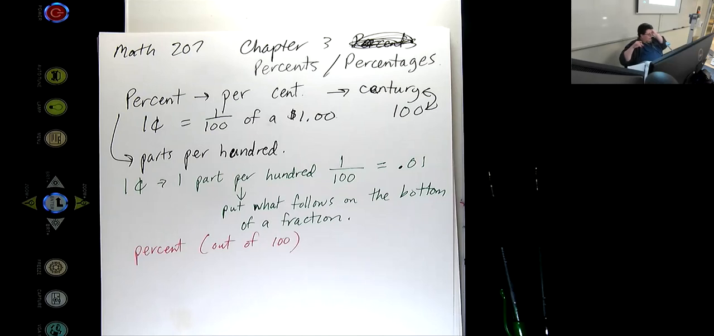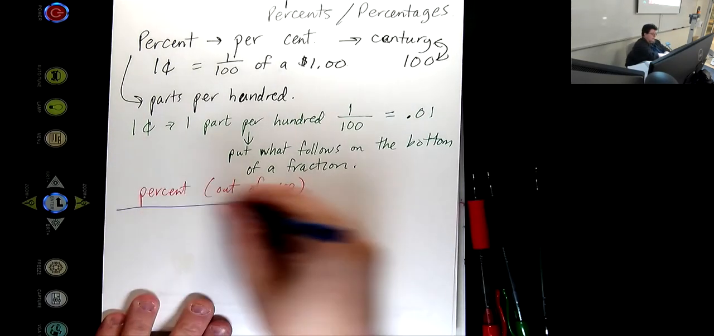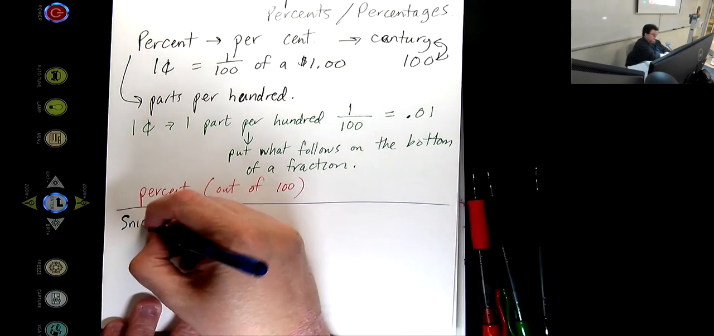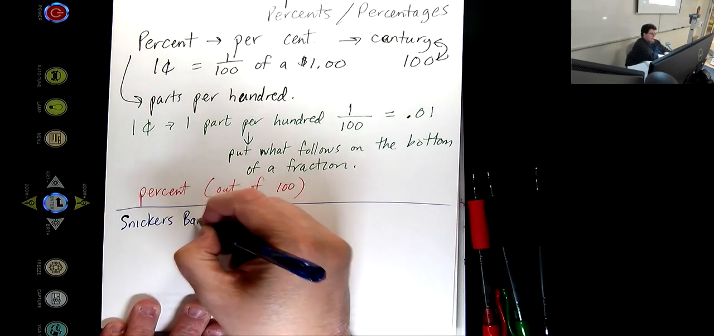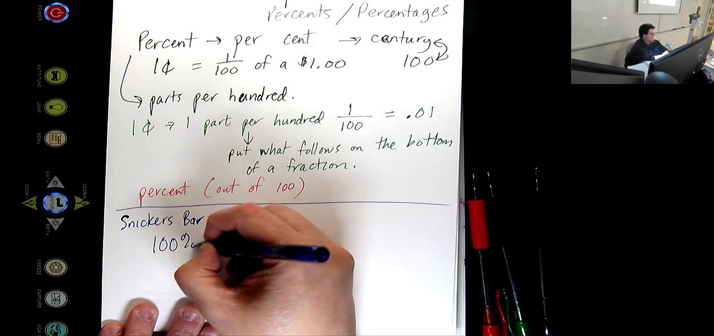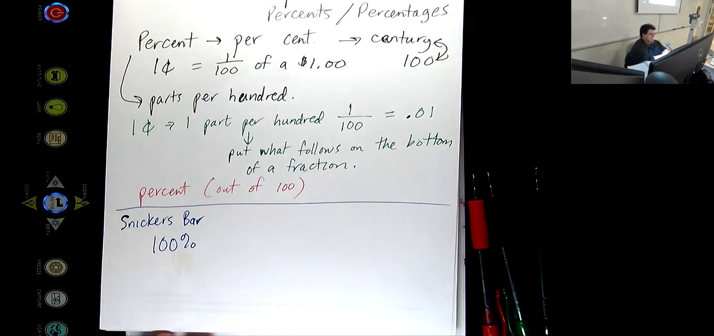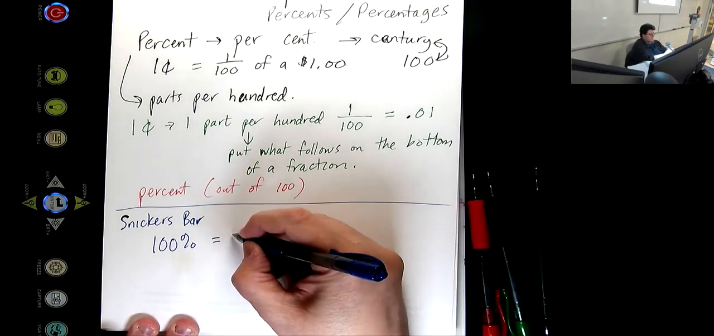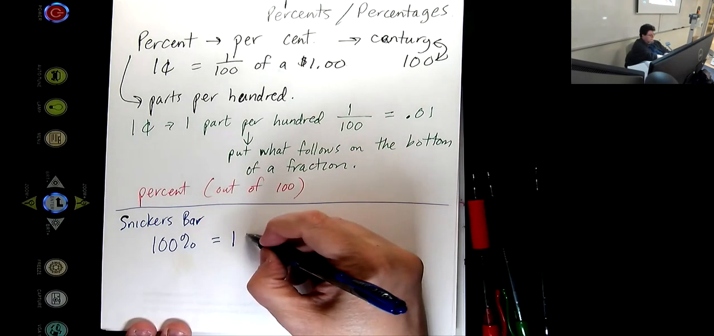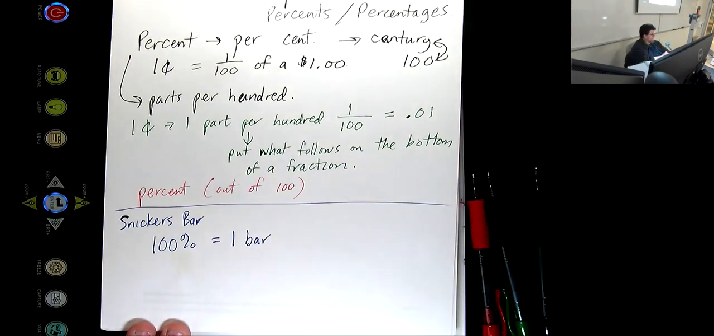And like if I have 100% of a Snickers bar, let's say I have a Snickers bar. I have 100% because I haven't eaten any of it yet. I also have the whole bar. I got 1 bar. 100% translates to 1. You have the whole thing, right.